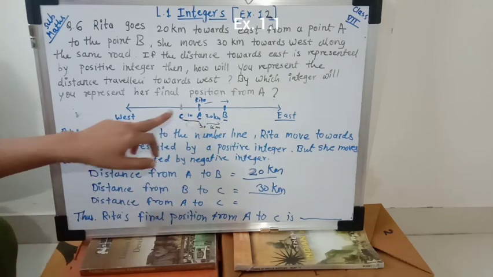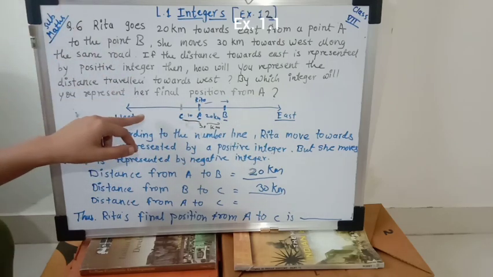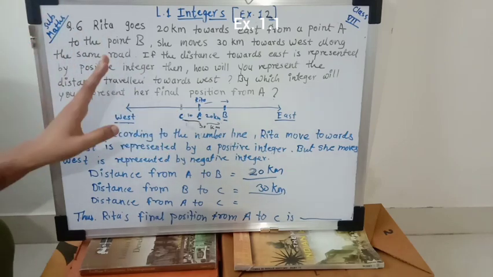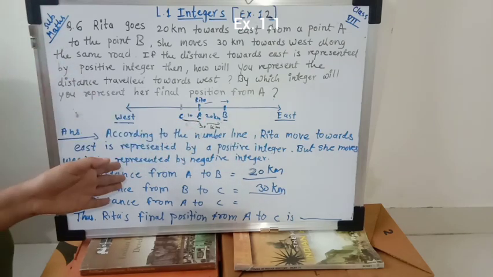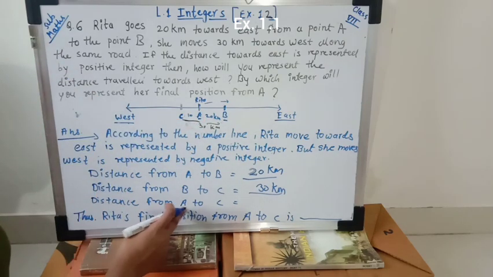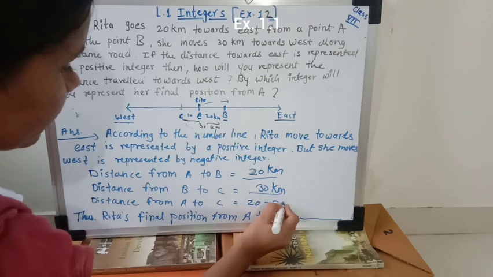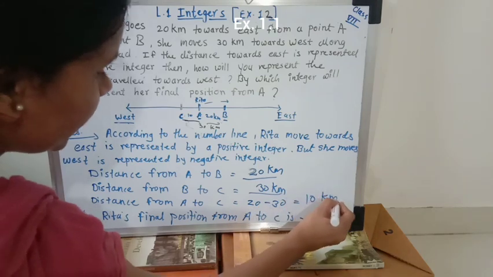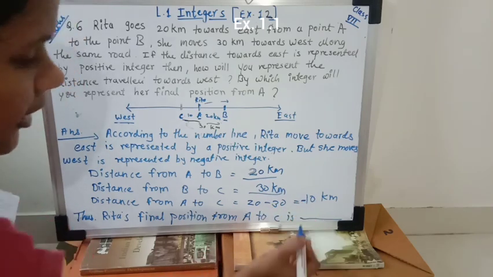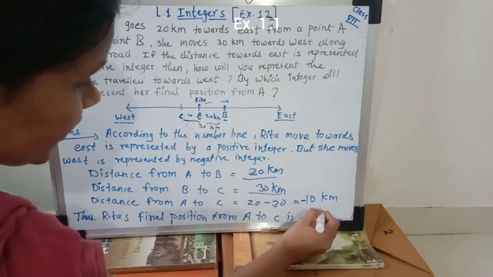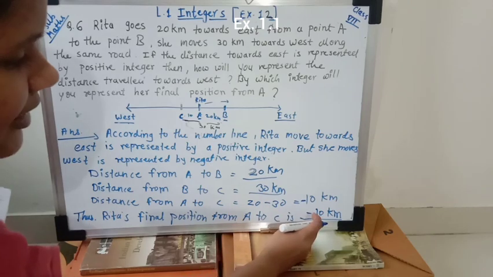And here we have learned that from point A towards west we represent the direction as a negative integer. So our distance from A to C will be a negative integer. Let's do it. Distance from A to C: 20 minus 30 is equal to 10 kilometer, and here 30 is the bigger number and before the 30 a minus sign is there, so give the minus sign. So we will get the negative integer, that is 10 kilometer. So Rita's final position from A to C is minus 10 kilometer.